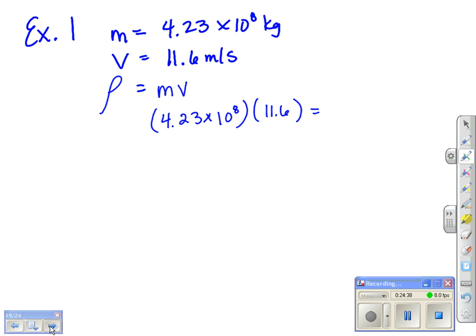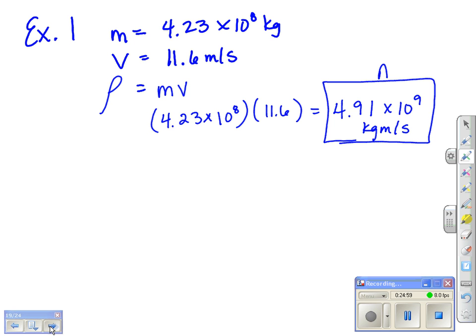So I want you to hit second and 5, and that'll put it in scientific notation, which then you should write 4.91 times 10 to the 9th power. Now, since this is momentum, the units would be kilograms meters per second. And that would be the answer to A on this problem.